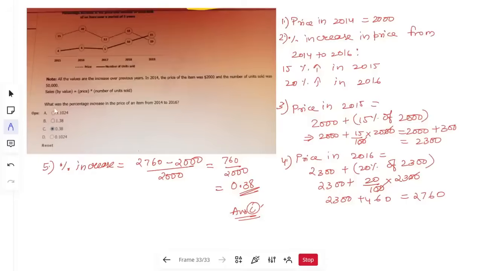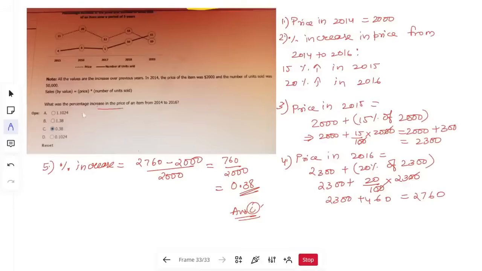It is given to us, and we are asked what was the percentage increase in the price of an item from 2014 to 2016. Here some data is given, that is, the percentage increase in the price and the number of units sold of an item over a period of 5 years. We are not concerned much with the number of items sold, because we are asked the percentage increase in the price.